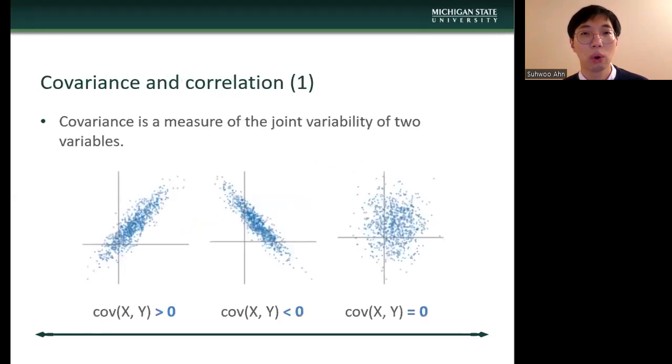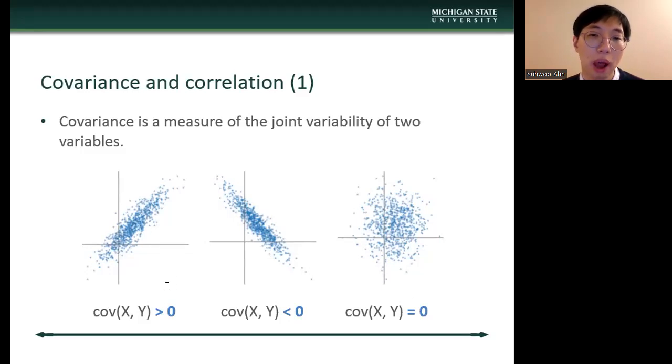Next, I will go to the covariance and correlation. First, I will talk about covariance. The covariance is a measure of the joint variability of two variables, so how changes in one variable are related to changes in the other variable. When you review covariance, you have to think about how to read the graphs. You will be provided with graphs like this, and you will think about the covariance between two variables, or the relationship between x and y.